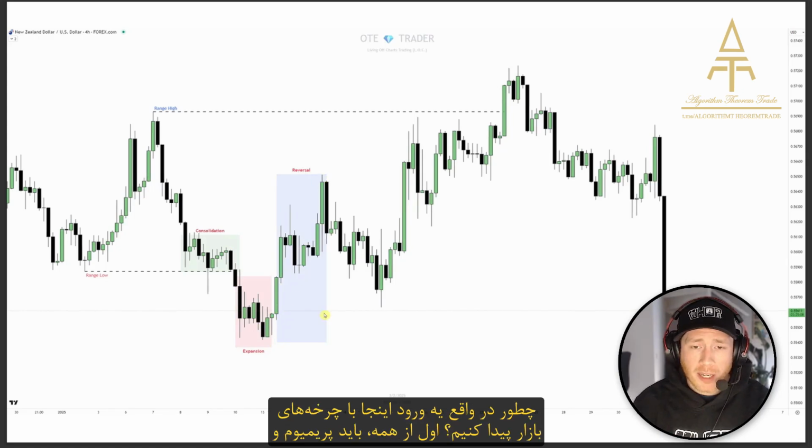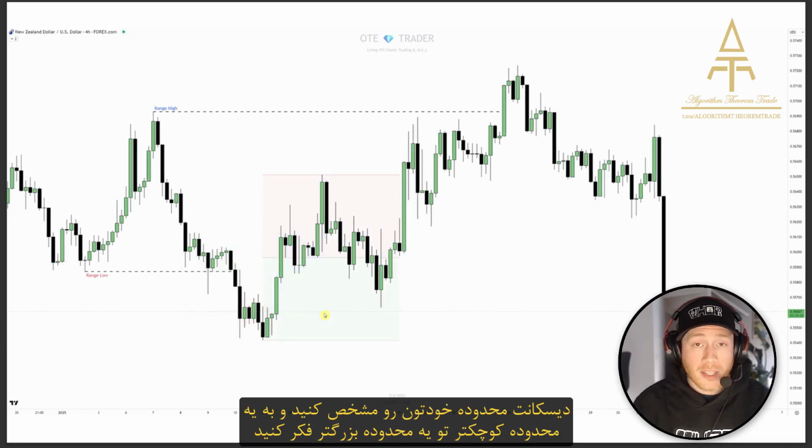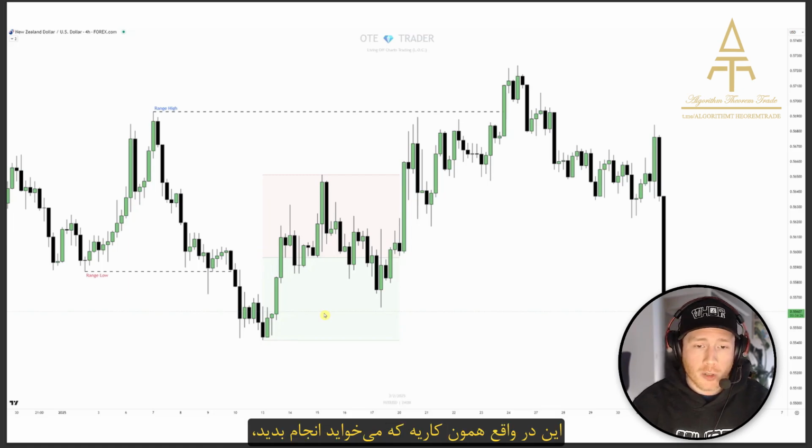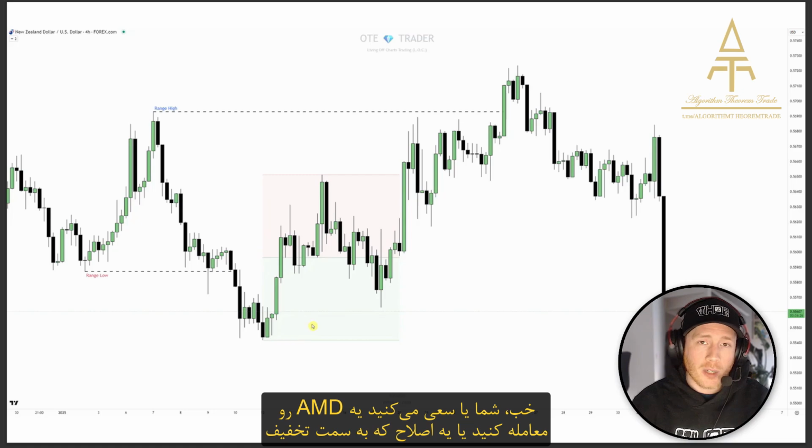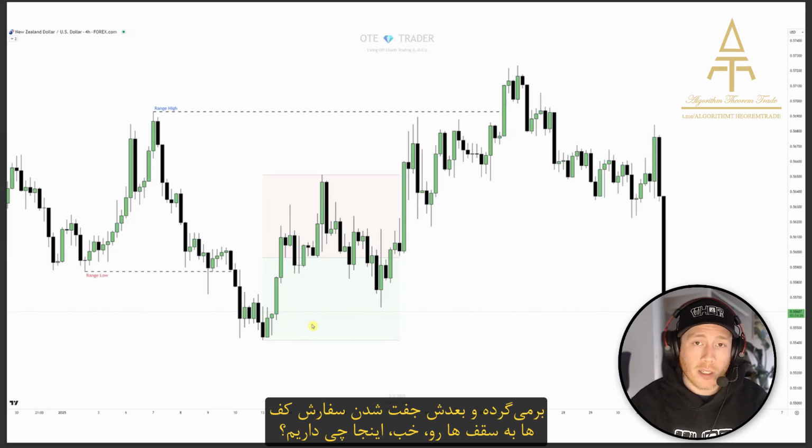How do we actually find an entry here with market cycles? First of all, you need to mark out your premium and discount of the range and think about a smaller range within a bigger range. This is actually what you want to do. So you're trying to trade either an AMD or you're trying to trade the retracement back to discount and then order pairing lows to highs.